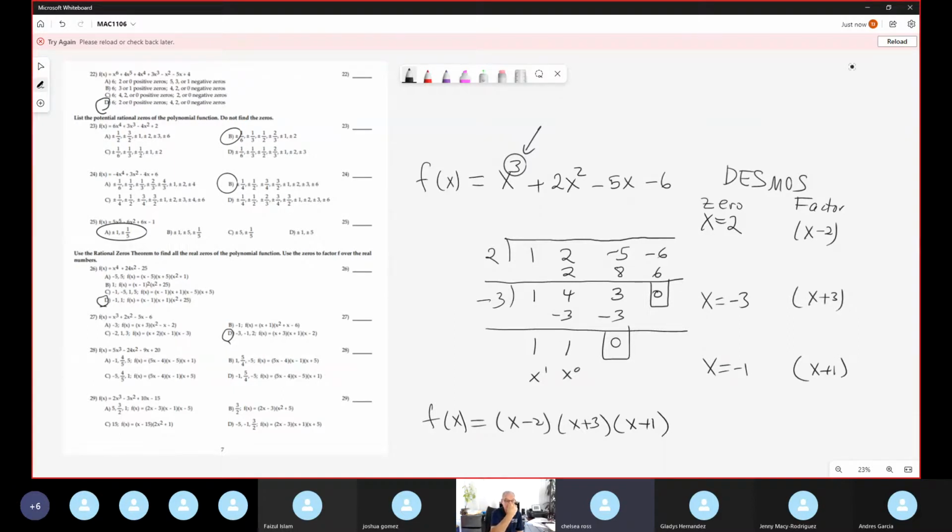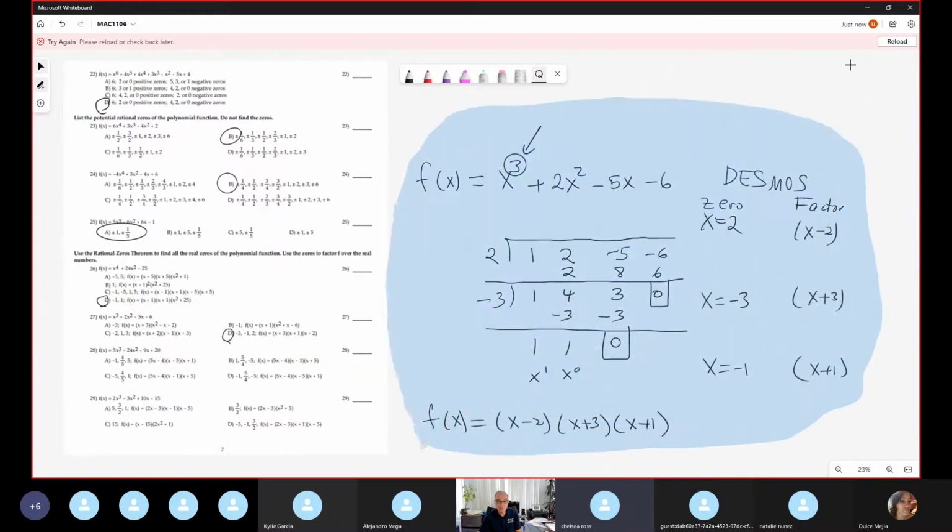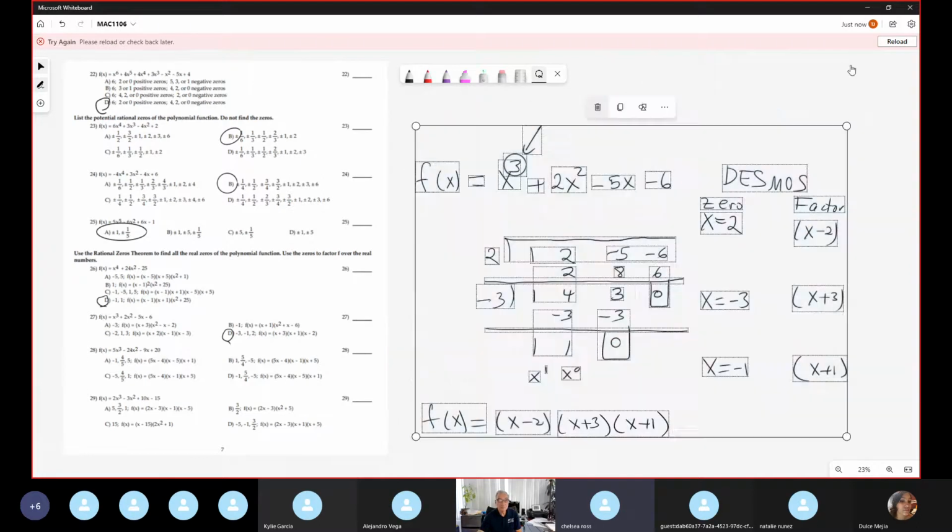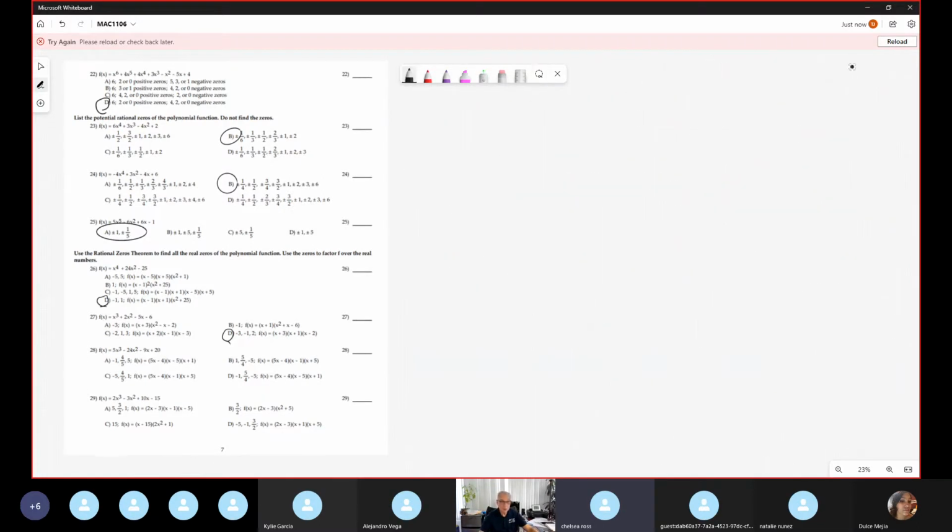Clear on problem 27? Clear. Problem 28 is very, very similar. In 28, the polynomial function is 5x cubed minus 24x squared minus 9x plus 20.